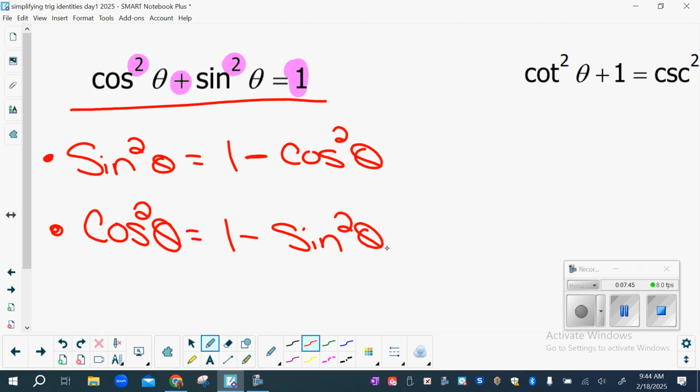Now, what you might be thinking is, Miss T, why are you putting the squared in the middle? And here's why. We're not squaring the angles. We're actually squaring the operation of cosine. So that's why the squared goes here.